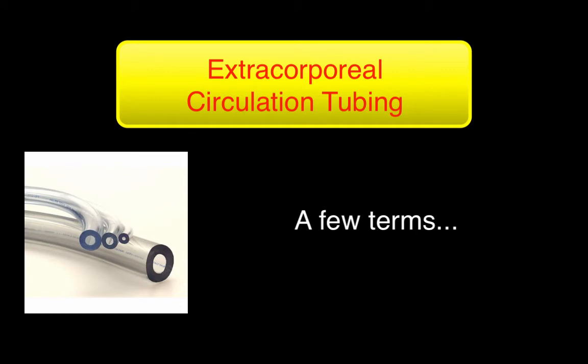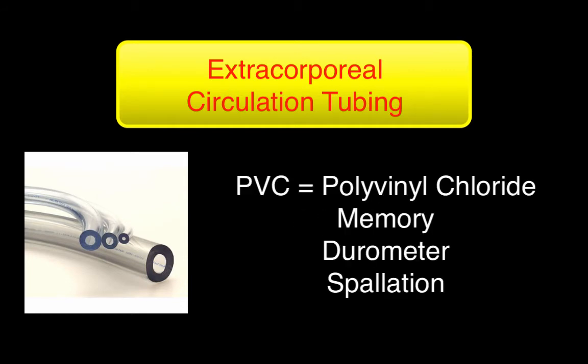To wrap up this introduction, I should leave you with a few terms. The most common composition of the tubing that we use is PVC, or polyvinyl chloride. Silicone tubing has also been used, but PVC is by far the most common tubing to date. Memory is the characteristic of the tubing to return to its original shape after it has been compressed. Durometer refers to the hardness of the material. It is a feature of the chemical composition of the PVC.